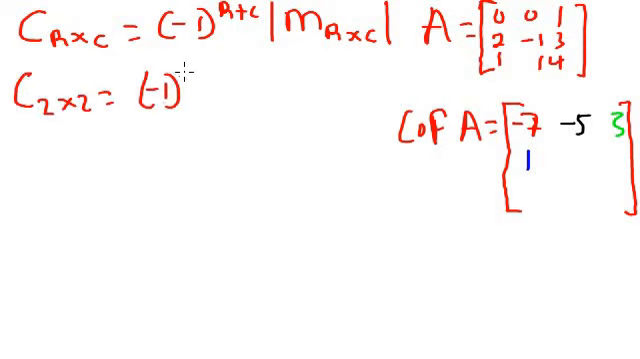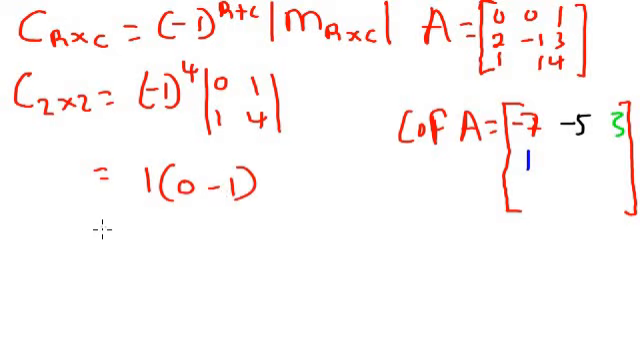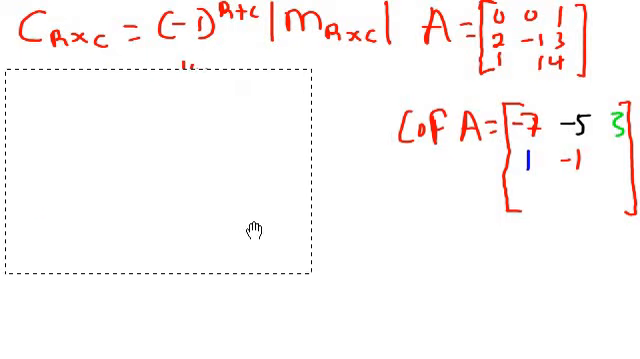That will be equals to negative 1 to the power of 4. Now, what will be its minor matrix? Second row, second column. That's 0, 1, 1, 4. Perfect. So we have 1 multiplied by 0 times 4, that is 0, minus 1 times 1, negative 1. So that will be equals to -1. Perfect. Now the element in the second row, third column.